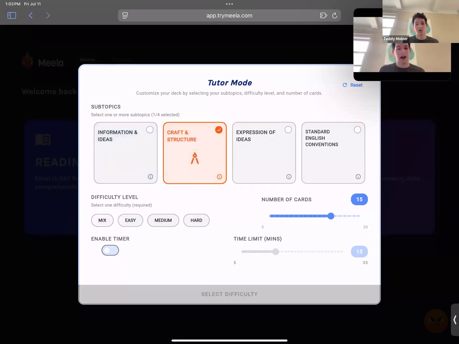We also have craft and structure. That's sort of transitions, like if you're given a blank, and you're asked what transition best completes the sentence.